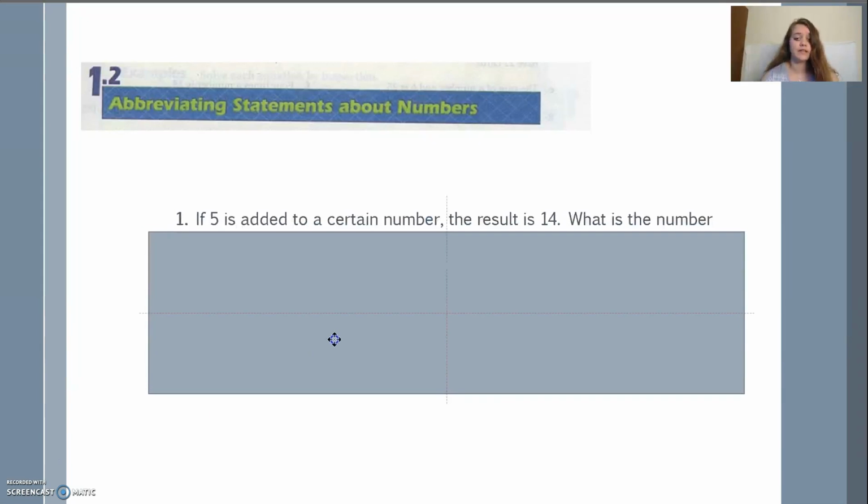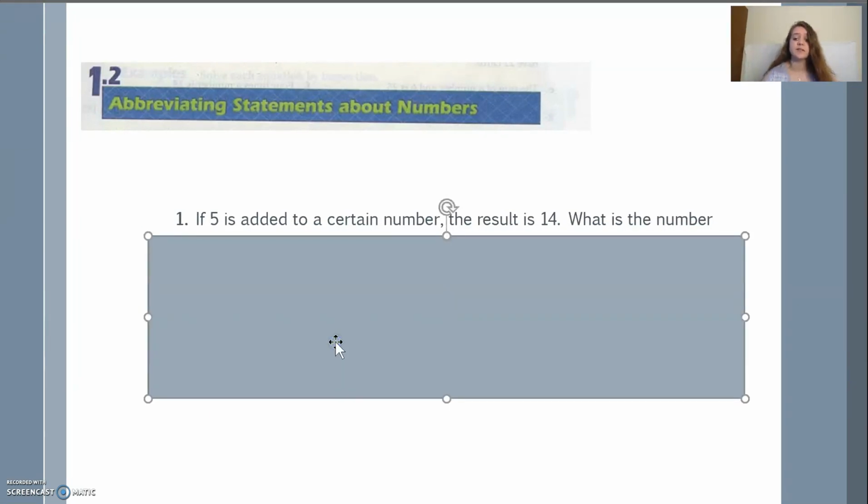Our first way is, if 5 is added to a certain number, the result is 14. What is that number? In this method, the problem is stated in words. What is the number? If 5 is added to a certain number, the result is 14. All words are used for the entire thing.